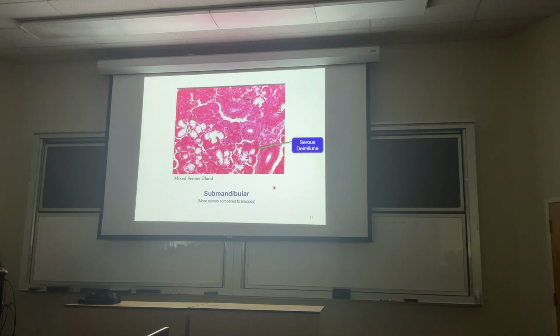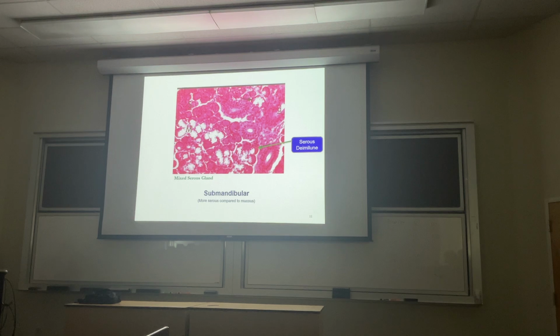This is a mixed serous. It has more serous than mucus, but it does have mucus. So it's H&E, very pale staining. This is our submandibular. When we have a little cap of serous on top of the mucus tissue, we call that a serous demilune.